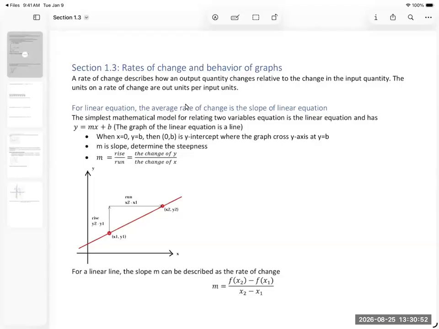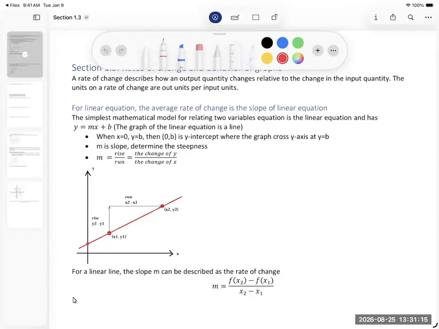The linear equation will have the form y equals mx plus b. The graph is a linear line like this, a straight line. When x goes to 0, y is equal to b. So when x equals 0 right here, y is equal to b. So this value right here is b. Let me say this point is (0, b). That is called the y-intercept. When there is no change in x, the y quantity will be b.